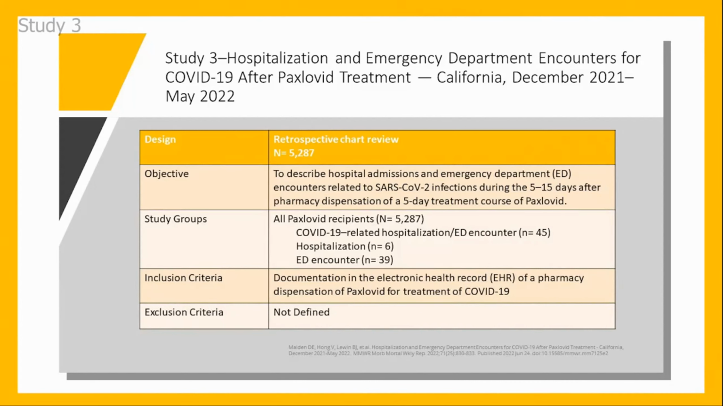Patients were included in this study if they had documentation in their EHR that the pharmacy dispensed nirmatrelvir/ritonavir for the treatment of COVID-19. No exclusion criteria were provided. Of the 5,287 patients included in the study, 6 of these patients were inpatient hospitalizations and 39 were treated in the emergency department. The outcome of interest in this study was COVID-19 related hospitalization and emergency department encounters 5 to 15 days after nirmatrelvir/ritonavir was dispensed.